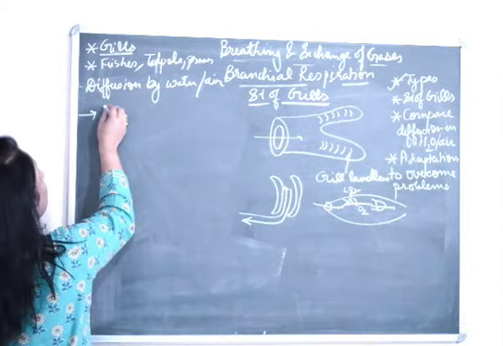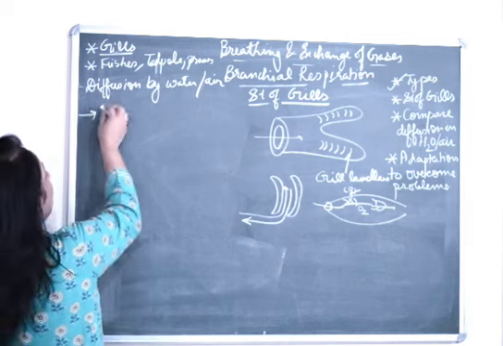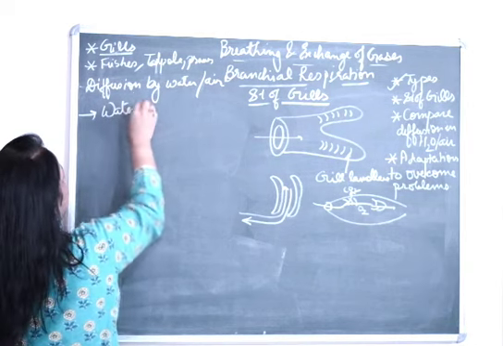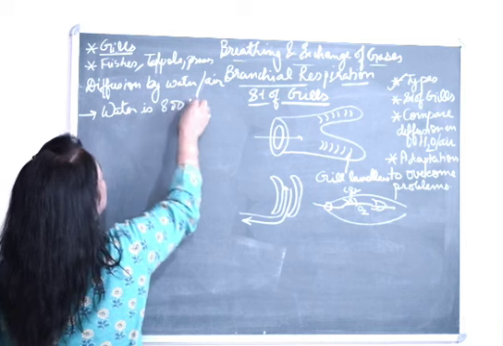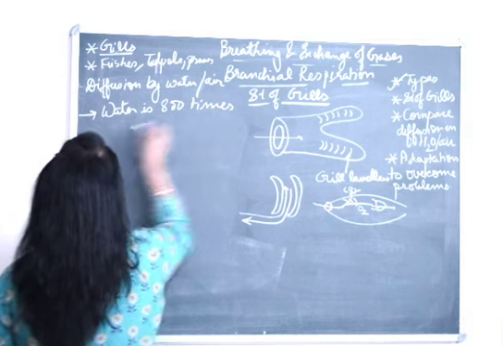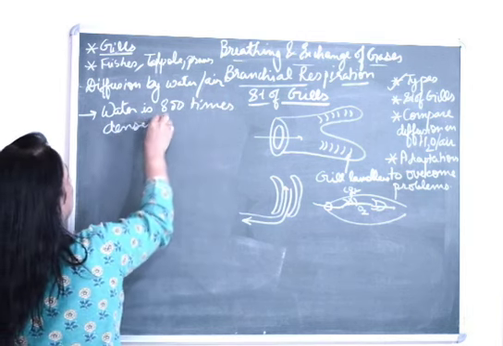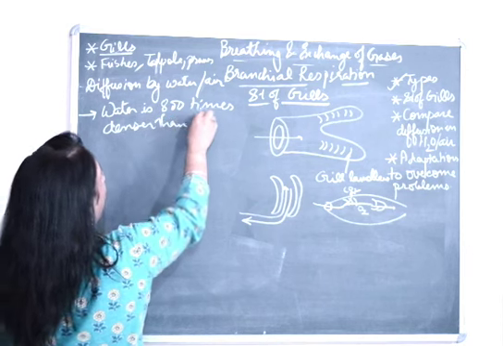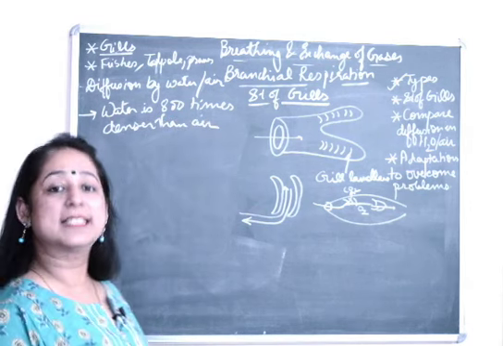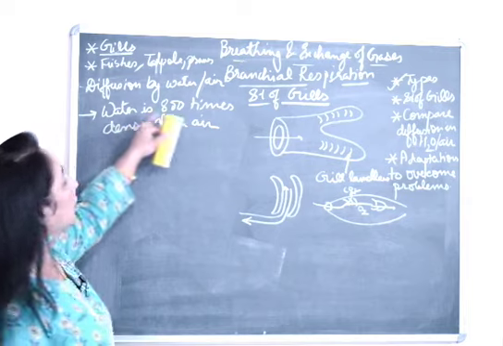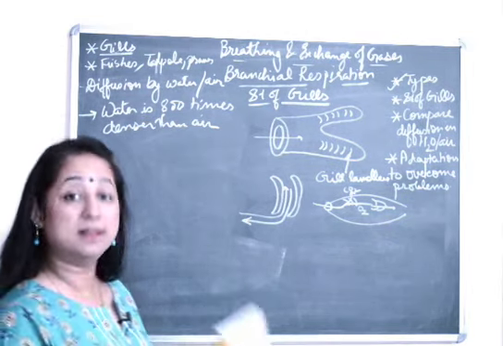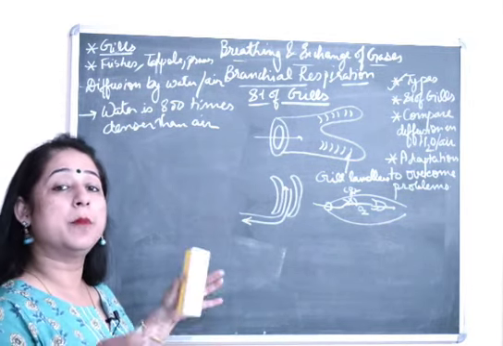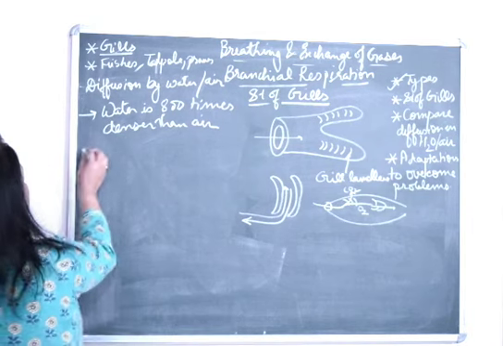So let's understand. The first condition is that water is 800 times denser than air. The more its density, the less the diffusion. So because water is 800 times more dense than air, the amount of diffusion taking place is less.